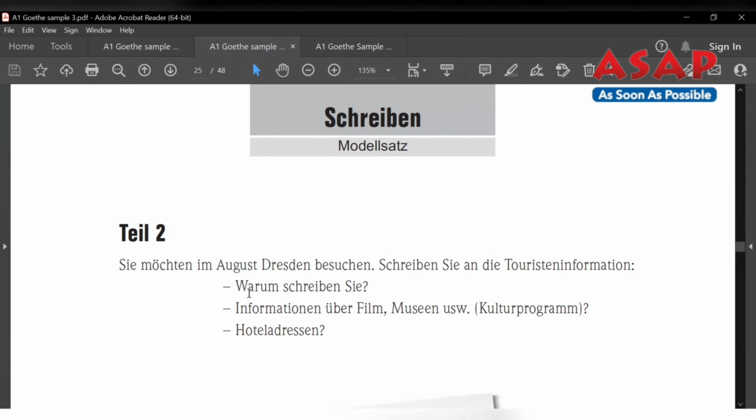So Sie möchten im August Dresden besuchen. Schreiben Sie an die Touristeninformation. That means write one email to the Tourist Information Center. Okay, so when you are writing it to the Tourist Information Center, then you don't know the name of a person, right? Then you have to address the person differently.